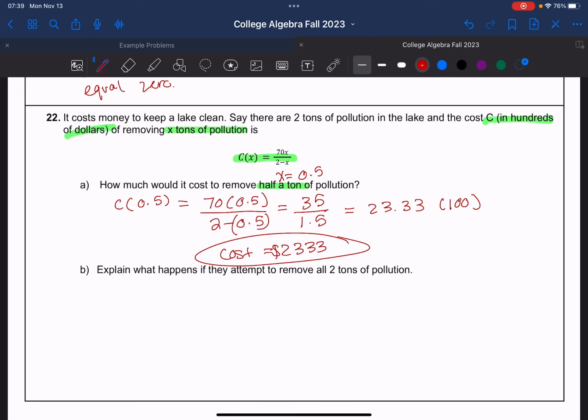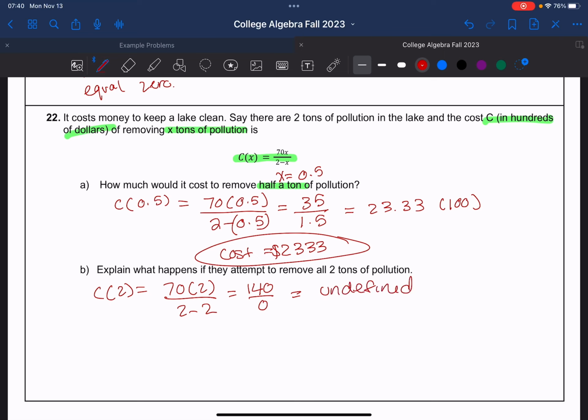Okay. Next part says, explain what happens if they attempt to remove all 2 tons of pollution. So this is similar to that last problem. They can't. Good, they won't be able to. So let's say we plug in the 2. We're humoring them plugging in the 2. When we plug in that 2, what happens to the denominator? It becomes 0, which means it's undefined.